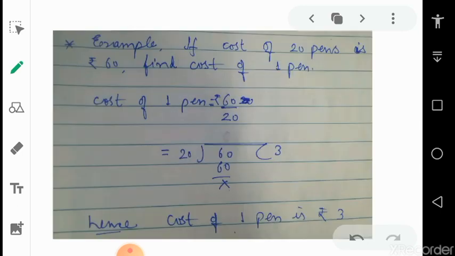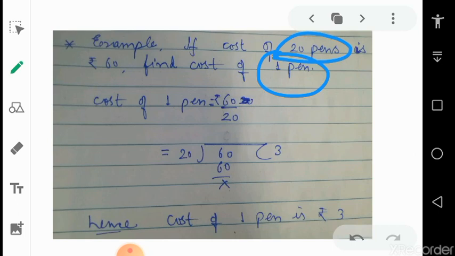Next is an example, and there is a word problem, so you have to decide whether it is a problem of division or something else. If the cost of 20 pens is rupees 60, find the cost of one pen. Here you can feel that the information of many, meaning more than one, is given, as the cost of 20 pens is given, so it is about many. And find the cost of one pen means we have to find for one thing. This is the case of division.